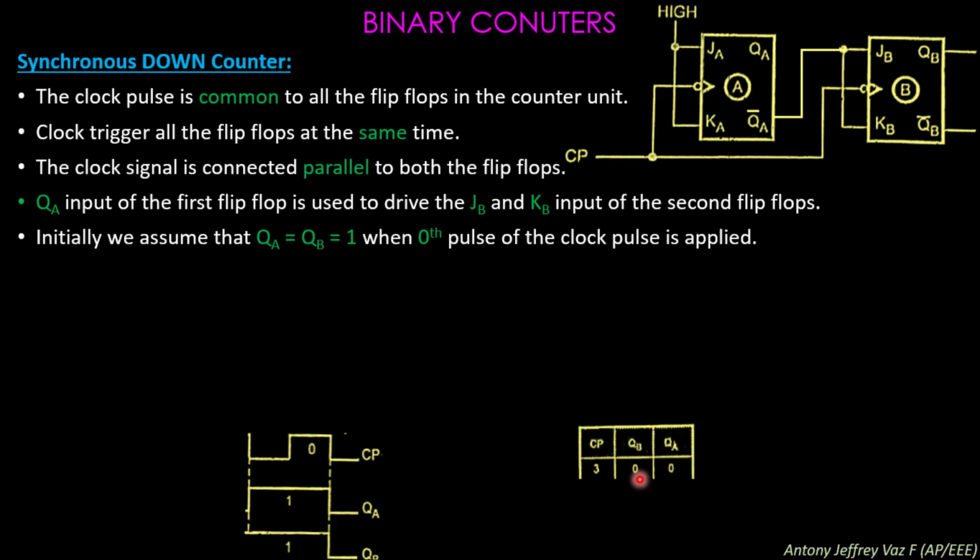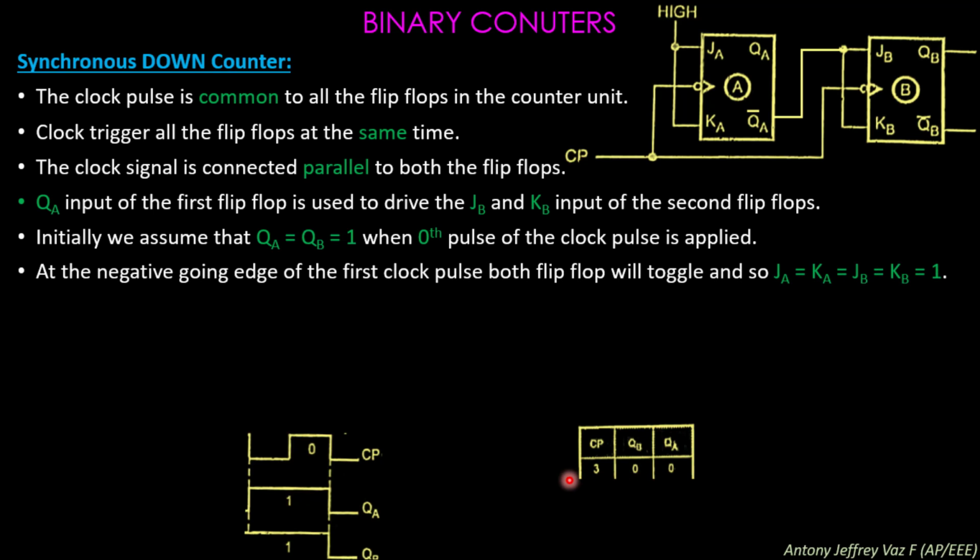This causes the state to be changed, and at the negative going edge of the first clock pulse, both the flip-flops will toggle, and so JA equals KA equals JB equals KB equals 1. So all these things become 1 because JA and KA are already 1 over here because of the high signal, and from the previous output QA and QB being 1, the JB and KB are again made high by the flip-flop output QA bar.